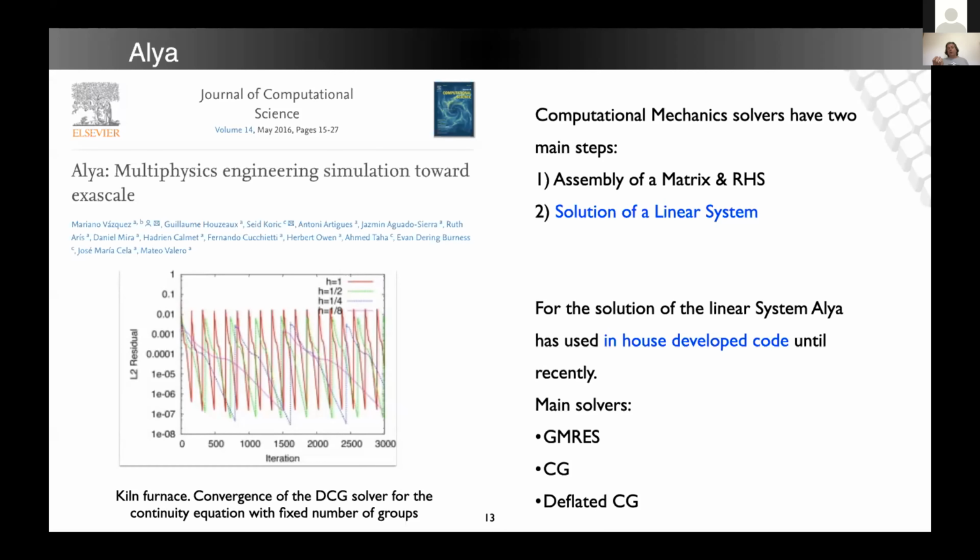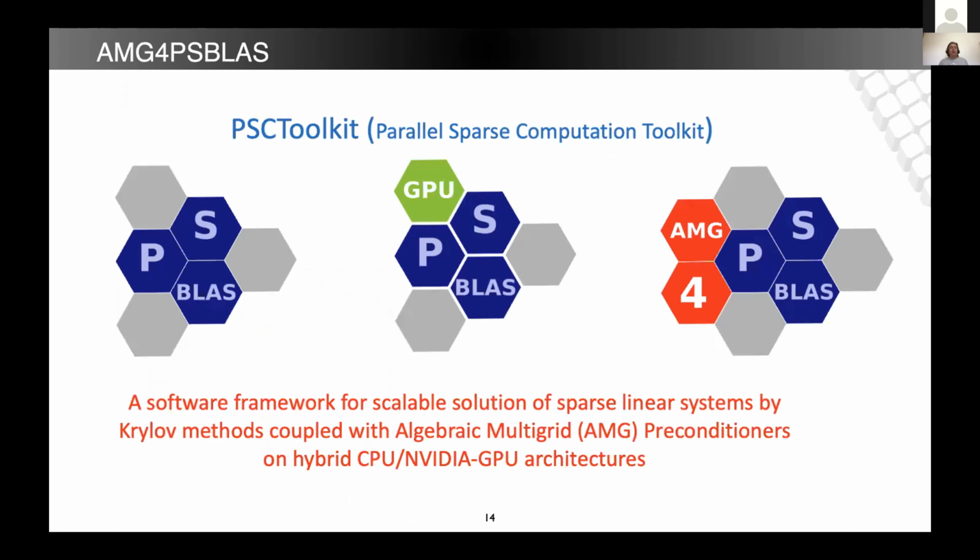As I mentioned, before EoCoE we relied on in-house code, and we have the typical Krylov solvers, GMRES, conjugate gradient, and even deflated conjugate gradient. And I have this figure from perhaps one of Alya's most cited papers, where we see that as the mesh is refined, the number of iterations increases. This is a well-known problem with these Krylov-based solvers. And in order to avoid this, we are working with the different solver experts within EoCoE.